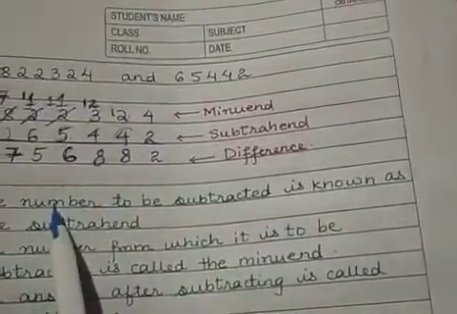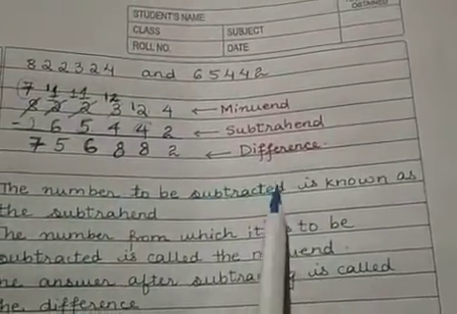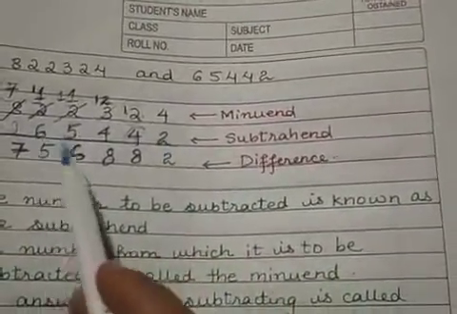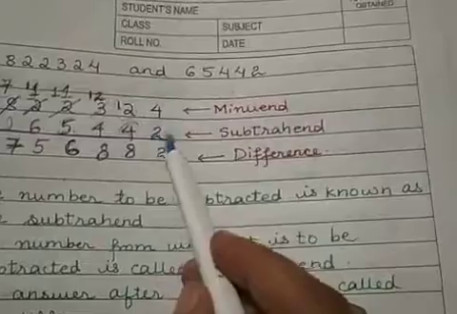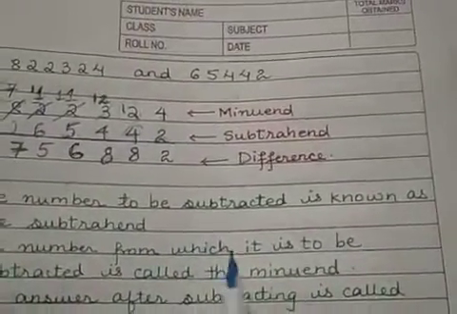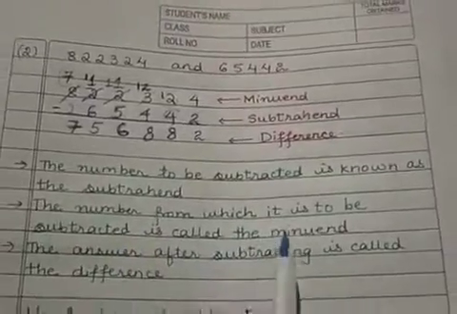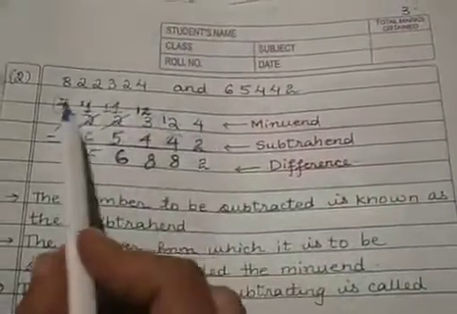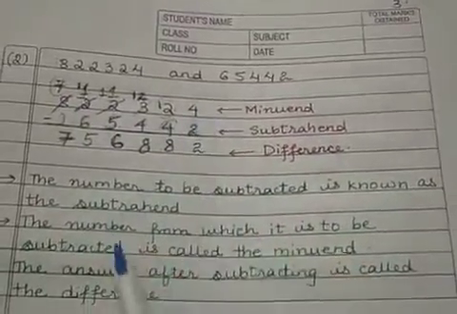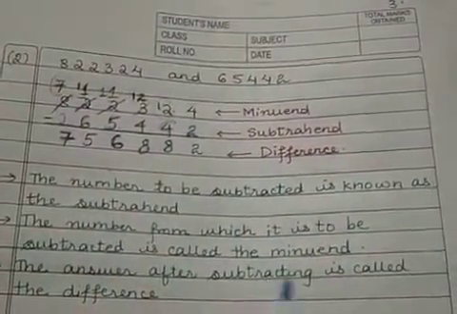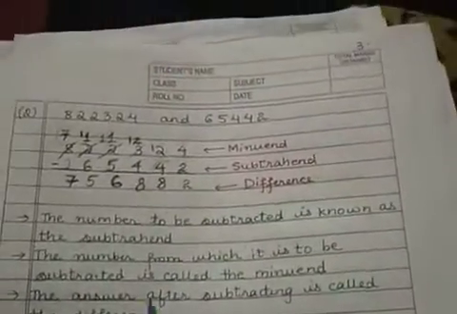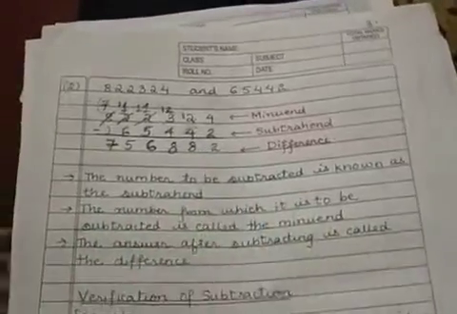As I told before, the number to be subtracted is known as subtrahend. So this is the number which is to be subtracted, so it's called subtrahend. The number from which it is to be subtracted is called the minuend. So from this number you have to subtract this, and this number is called the minuend. And the answer after subtracting is called the difference.